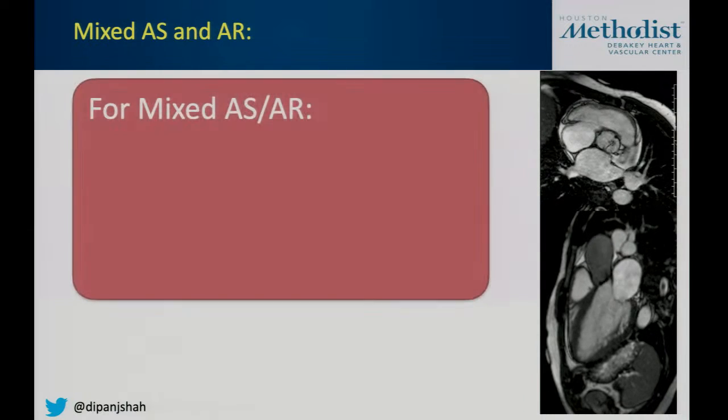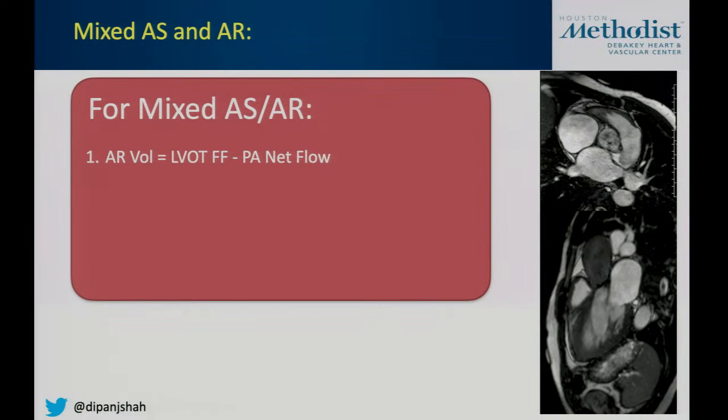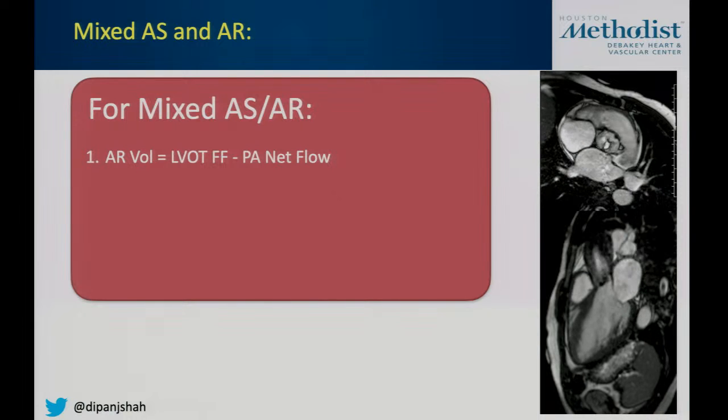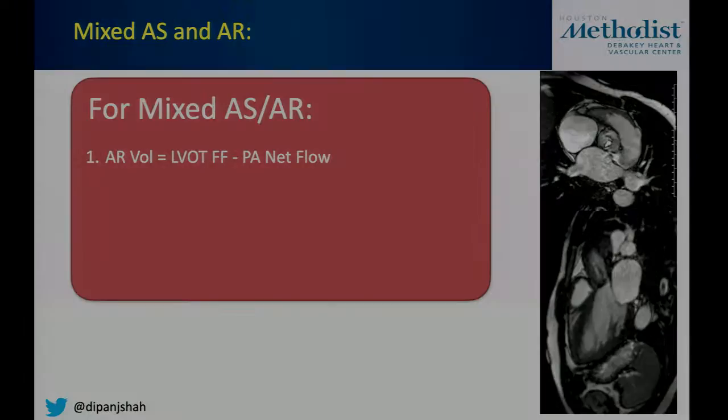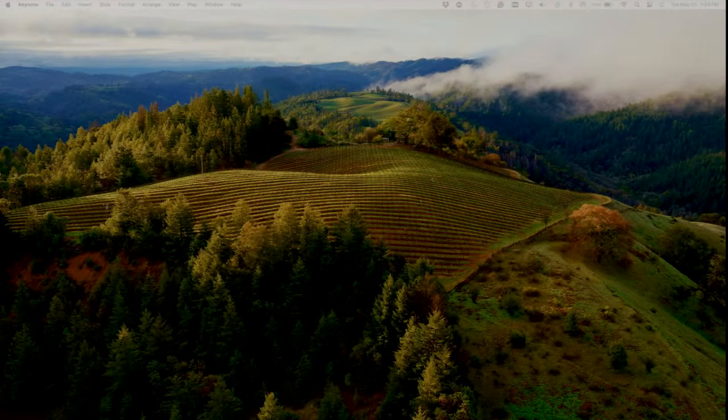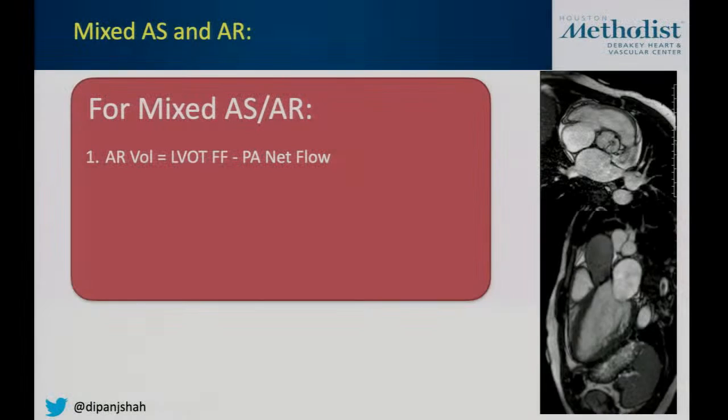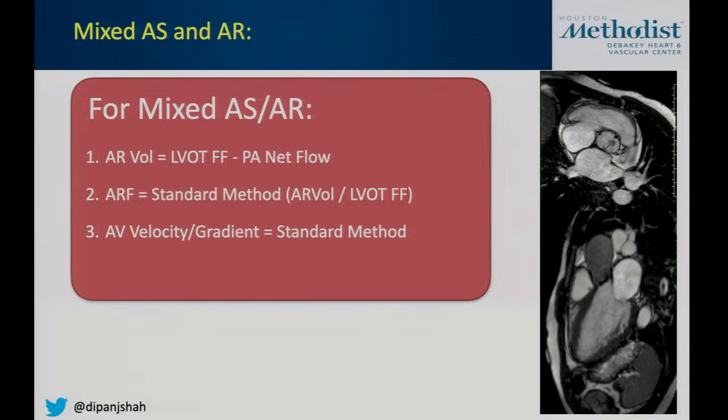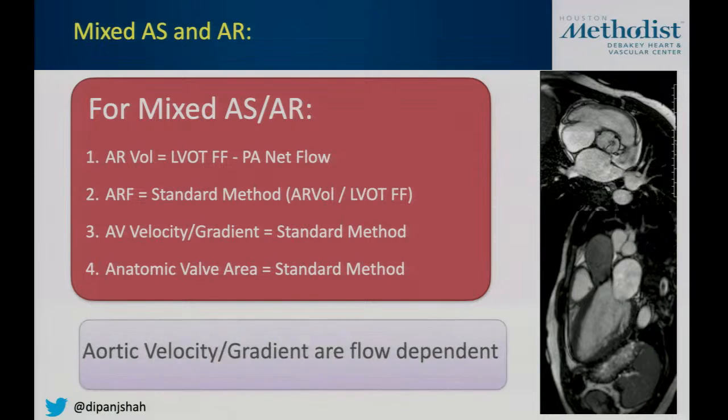So here you've got a lesion, and the way that you approach mixed AS-AR is for the aortic regurgitant volume, again, measure it proximal to the aortic valve as opposed to distal, and then compare it to the PA net flow. For the aortic regurgitant fraction, it's using the standard approach. And then for the AS assessment, you're going to do a velocity and gradient approach with phase contrast, and then do an anatomic area approach separately by measuring the anatomic valve area.